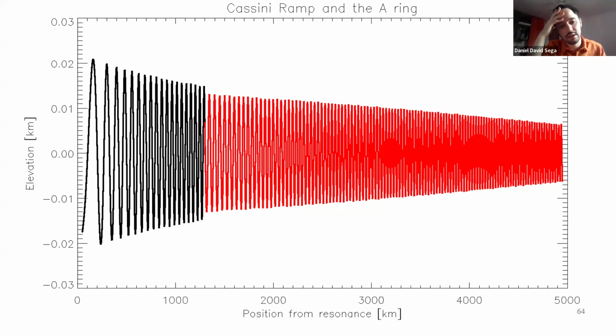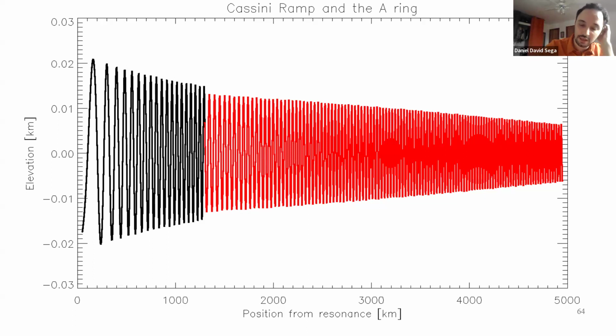Because the sigma is increasing, that also changes the amplitude, as you can see here. So just changes in amplitude due to the surface density are going to already make this damp in 4,000 kilometers.